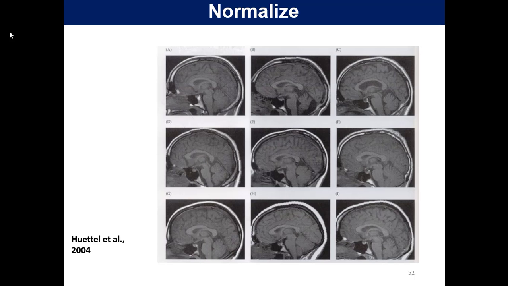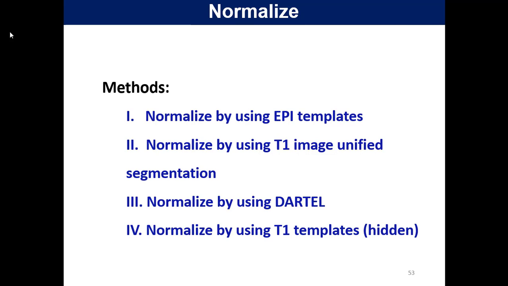And this is why we normalize, because the brains are very different. So when we compare across subjects and need to perform some statistical analysis, then we have to collect them into the standard space. We have several methods. We can normalize by using EPI templates, or normalize by using T1 image unified segmentation, or normalize by using DARTEL, or you can normalize by using T1 templates.